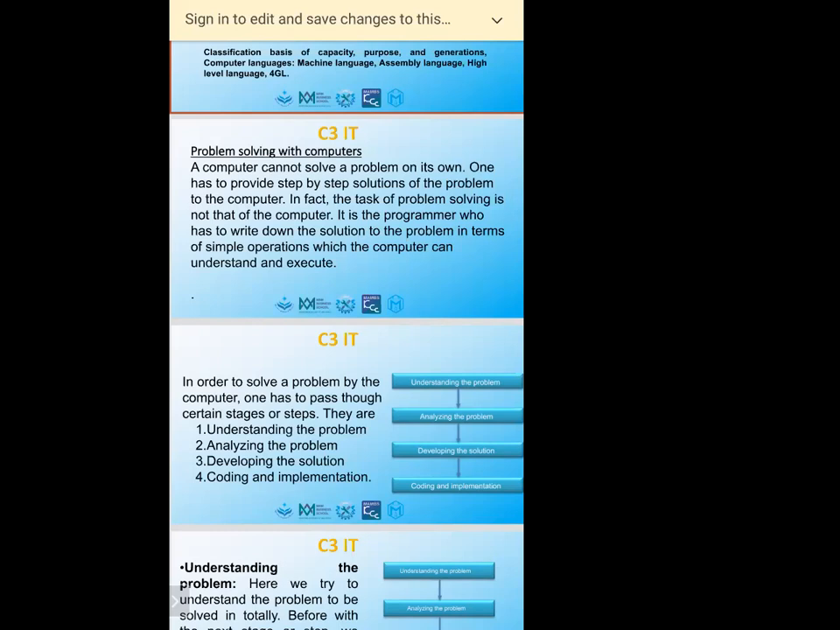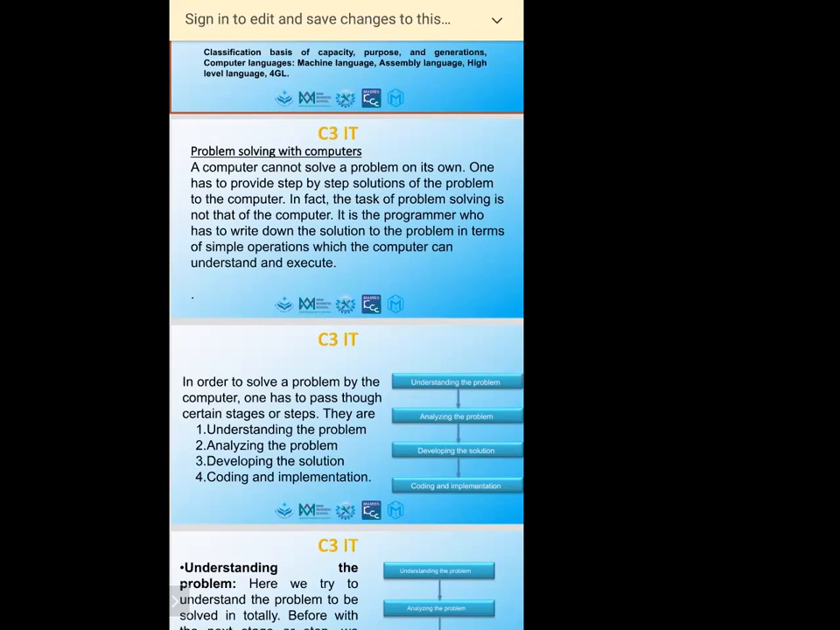How can we solve the problem? That is given here. The heading is problem solving with the computer. There are four points given. In order to solve the problem by the computer, one has to pass through certain stages: understanding the problem, analyzing the problem, developing the solution for the problem, and coding and implementation.